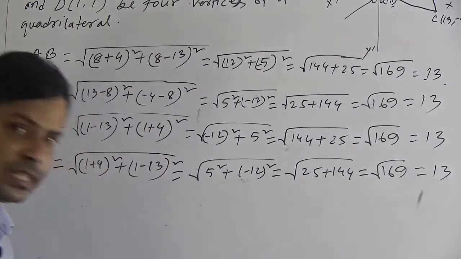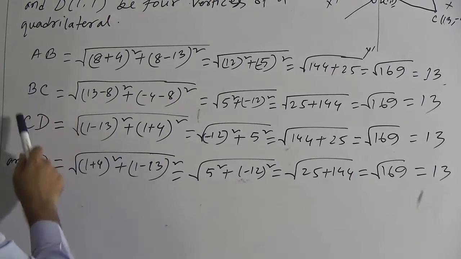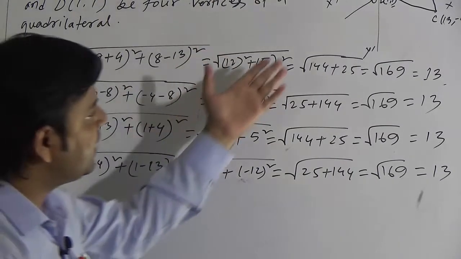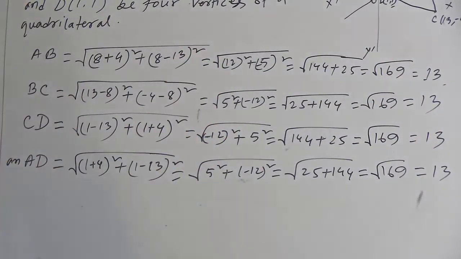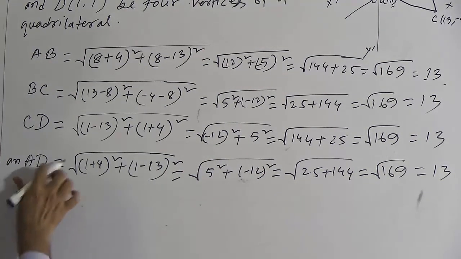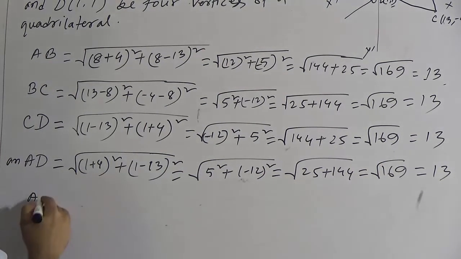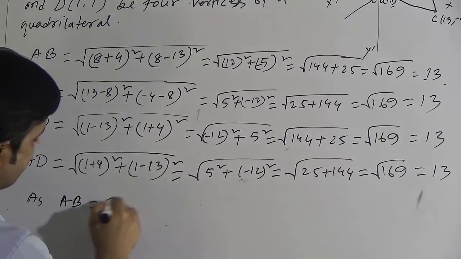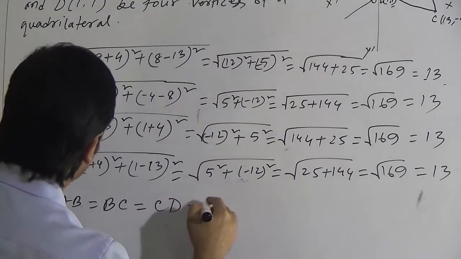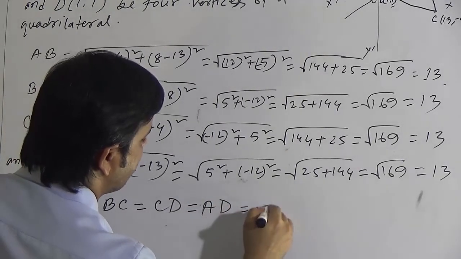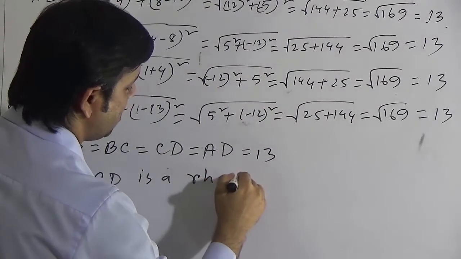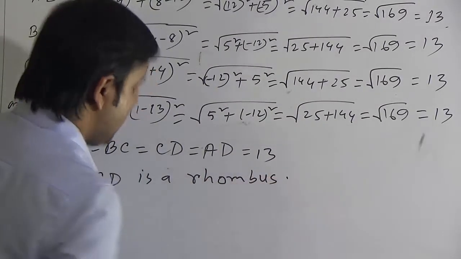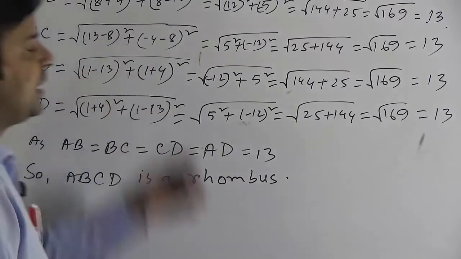Dear students, now if you notice that the lengths of four sides AB, BC, CD and AD are equal, it means that this quadrilateral is a rhombus, as four sides of the quadrilateral are equal. So we can say AB equal to BC is equal to CD is equal to AD, that is equal to 13. So ABCD is a rhombus. As ABCD is a rhombus, now we can determine the properties of the rhombus.